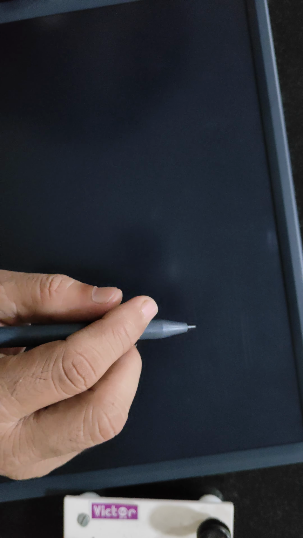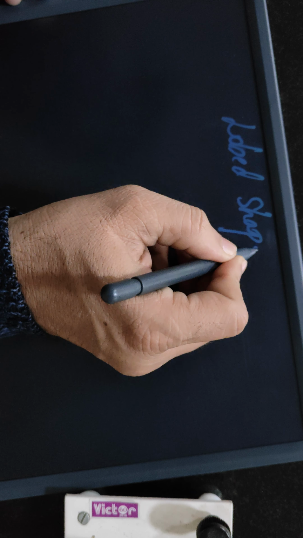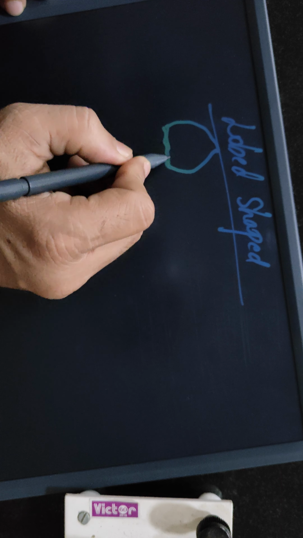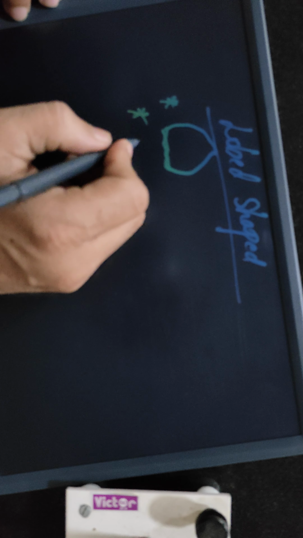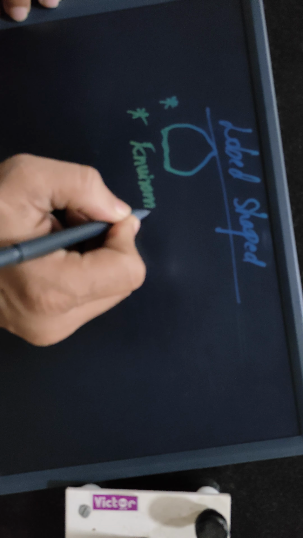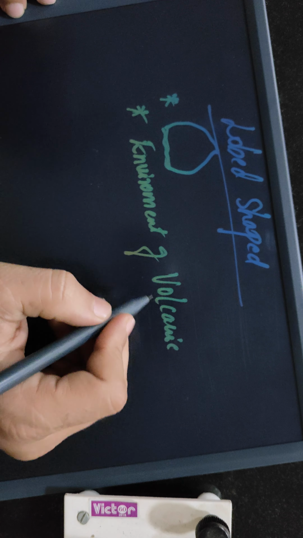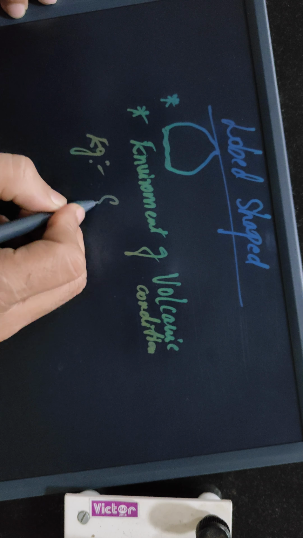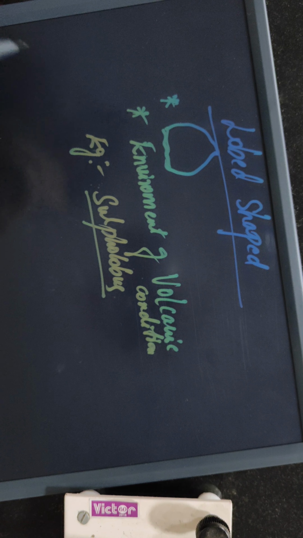Apart from this, there are other types as well. Lobed shape bacteria, where the bacteria is in the form of a loop structure. They are usually found in environments of volcanic conditions. Example, Sulfolobus bacteria, loop shaped structure.